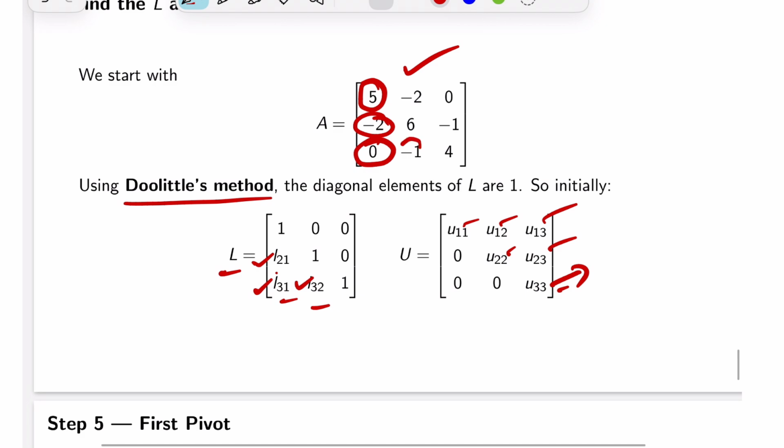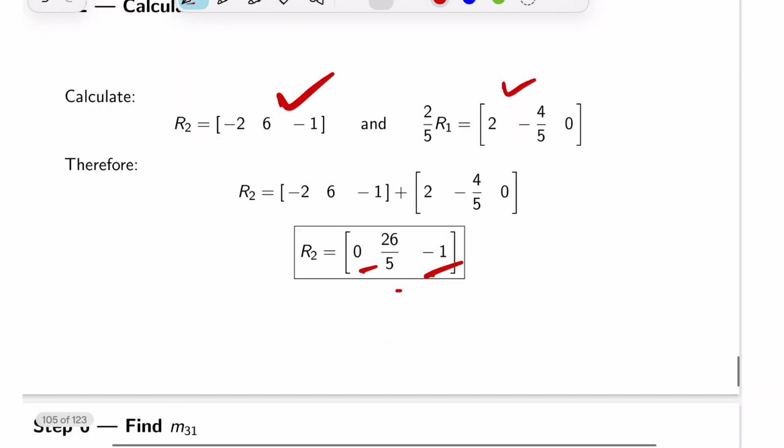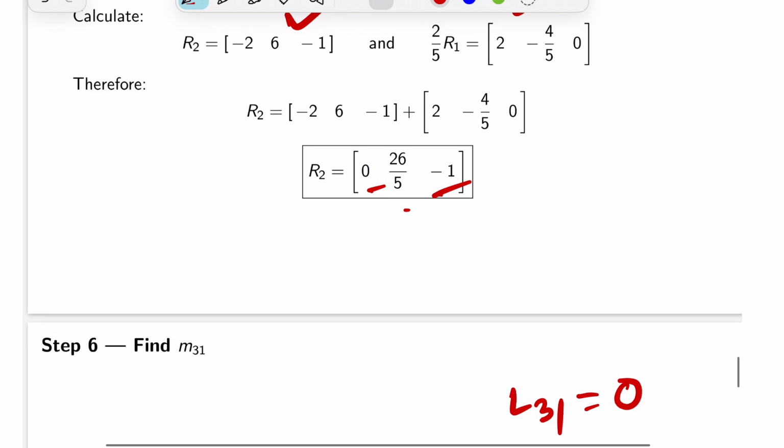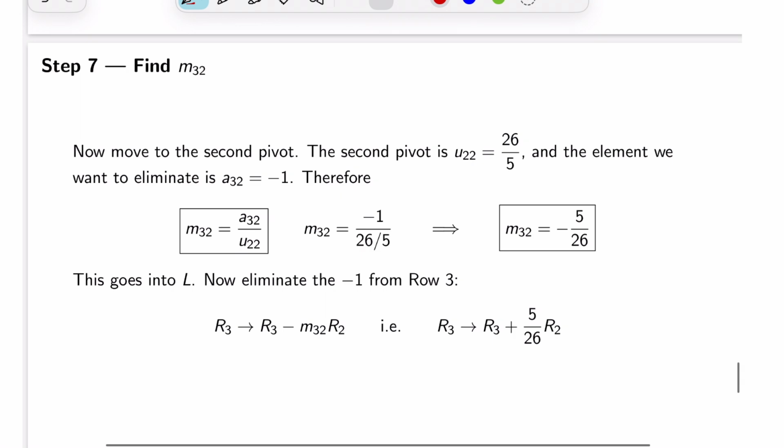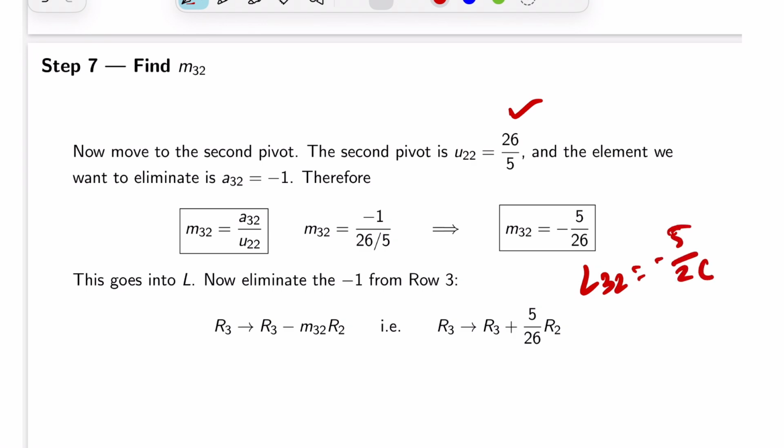We have to make this element 0, so this element will be our pivot element. After doing so, this is R2, so this will be my pivot element. After getting the pivot element, it will be a32 by u22, where u22 is 26 by 5 and a32 is minus 1, so we get l32 as minus 5 by 26. This gives us the lower triangular matrix.